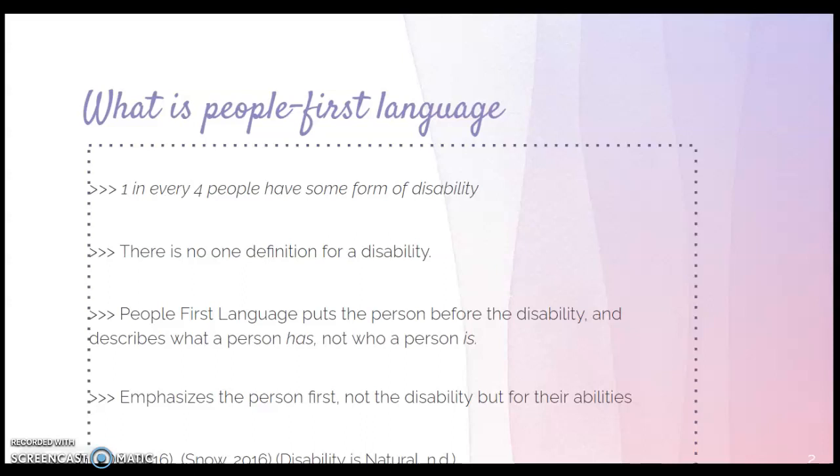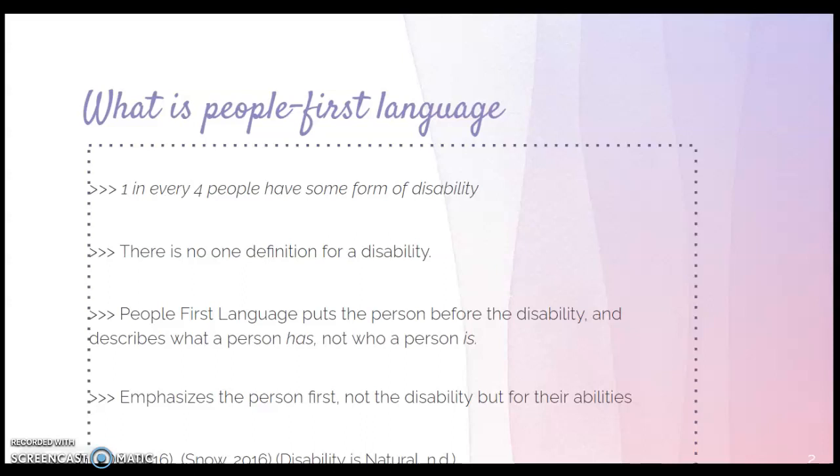But then when you think about what People First language sounds like, that is when you put the person before the disability and it describes what a person has, but not who that person is. So just because a person has a disability, that does not define them as who they are as an individual. And then when you really think, it emphasizes the person first, not for the disability, but for their abilities.